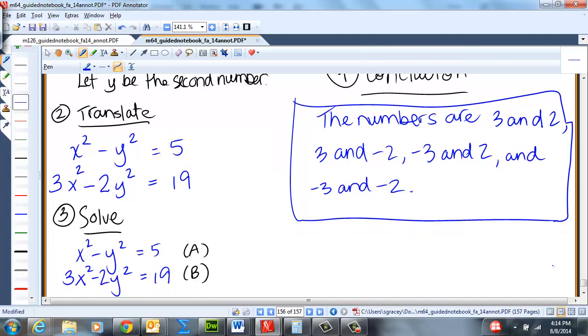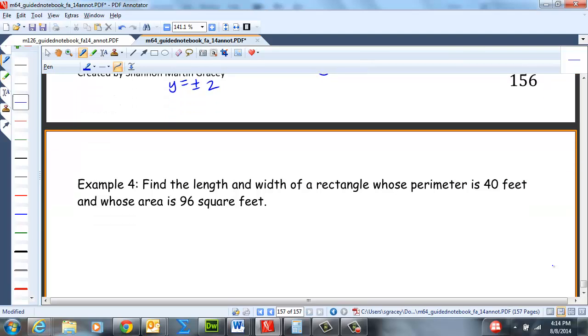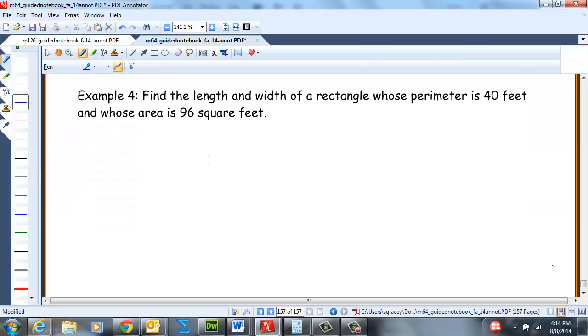Okay, so that wasn't so bad, right? All right, let's go on. This is our very last example here. So find the length and width of a rectangle whose perimeter is 40 feet and whose area is 96 square feet. So first off, let's figure out what's going on.